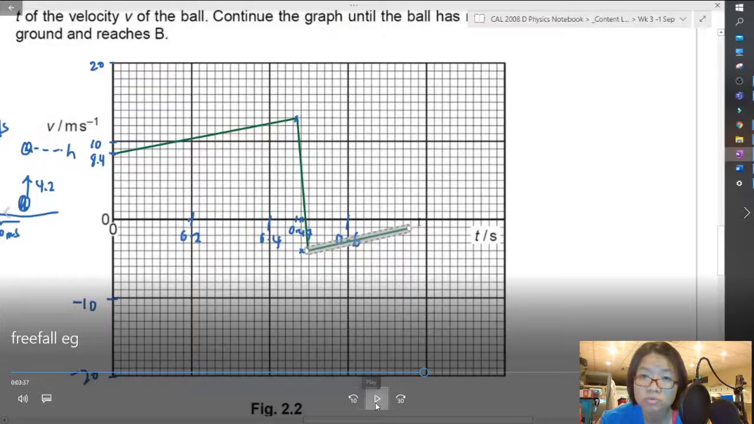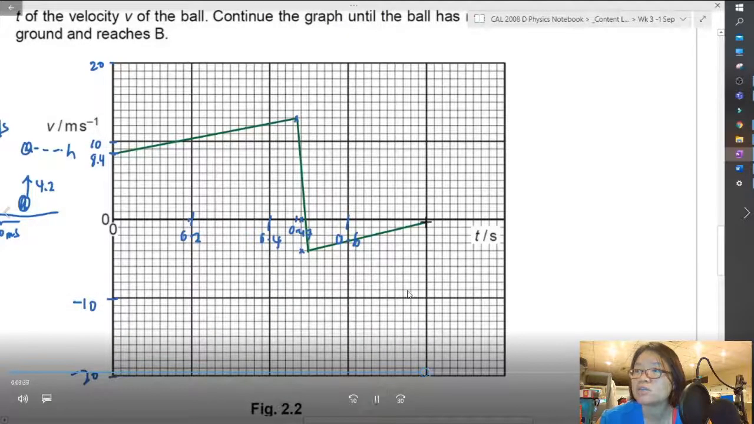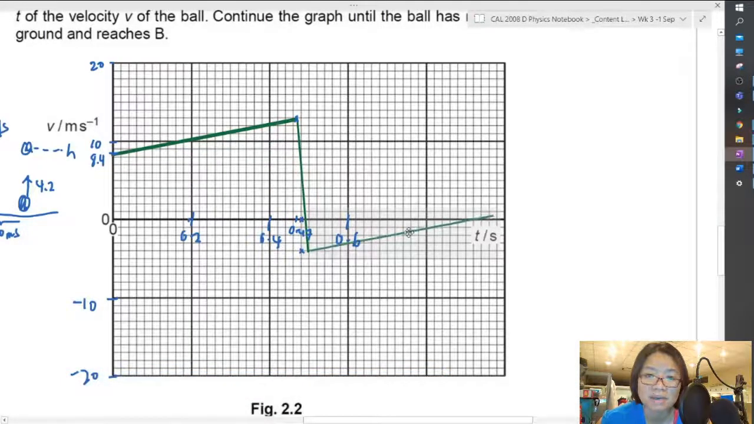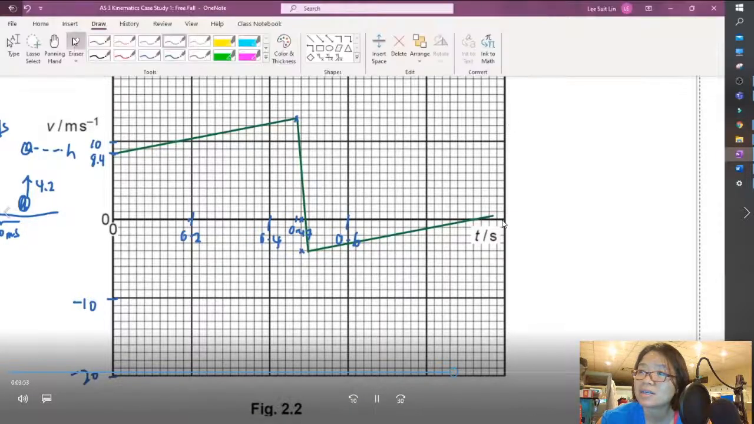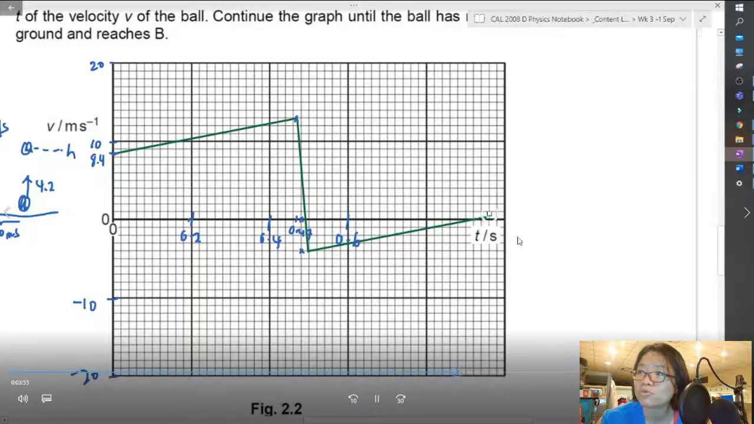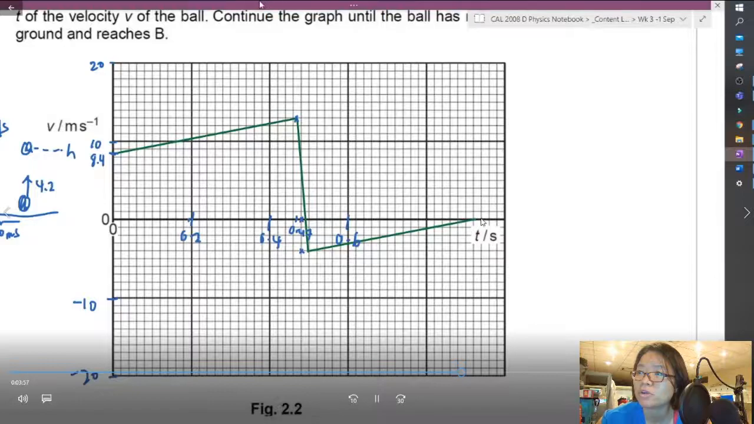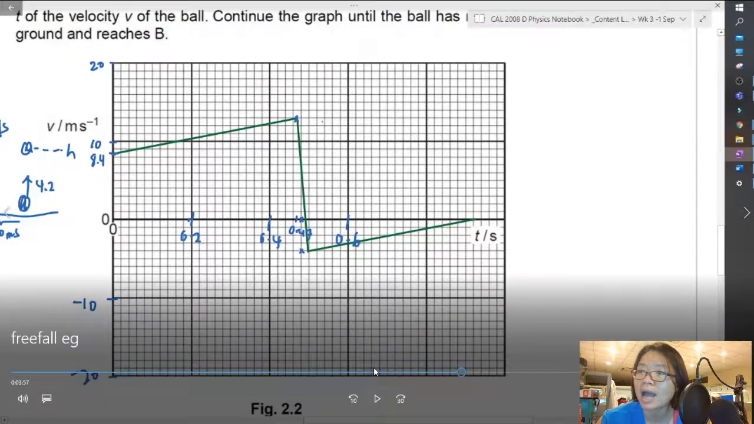Not possible to read. Okay, and I need to make sure that this line is parallel. So you can see I'm copying the line, and then, not long enough, because I want it to reach B. B is the maximum height, which means the V must drop back to 0. Ta-da! Like that long. So I'm going to rub off this part, because point B is here. Okay, I'm going to pause for a bit.